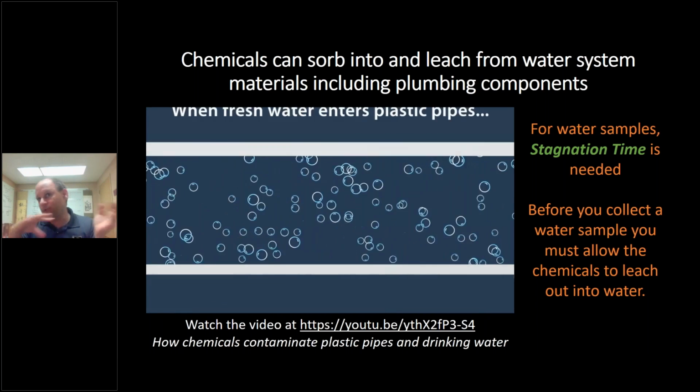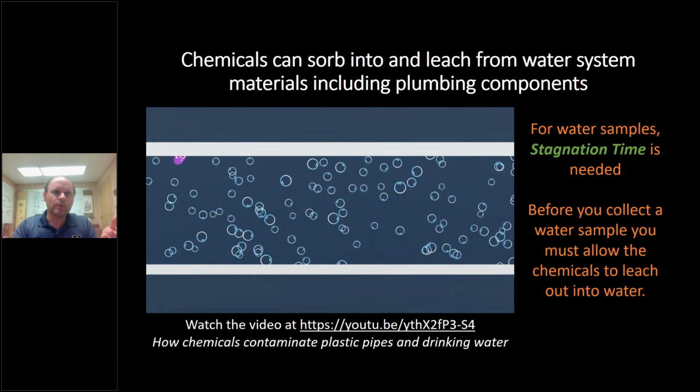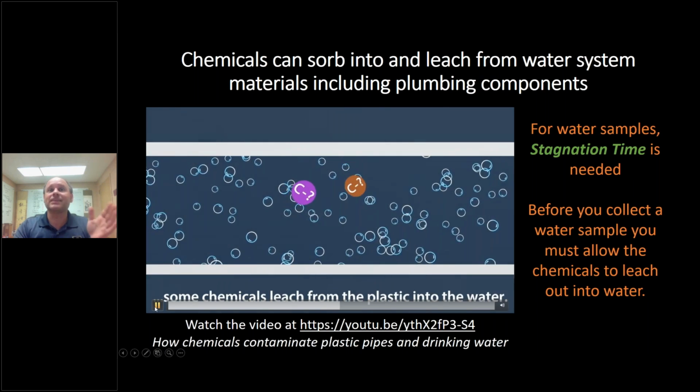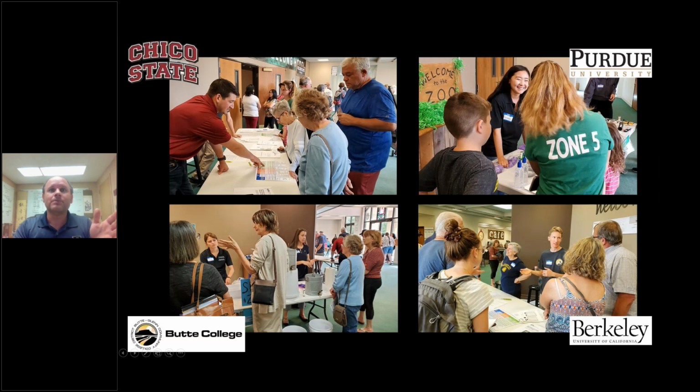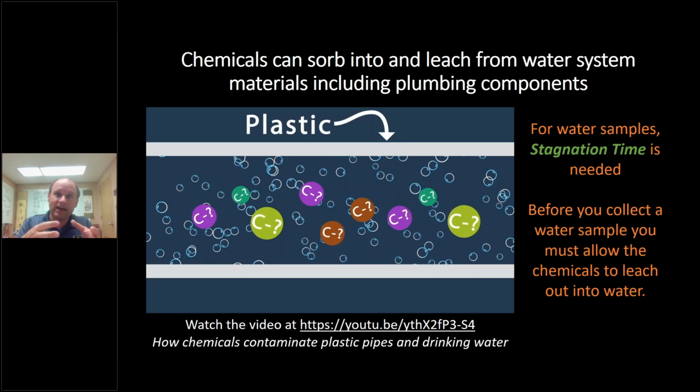And now we flush it, we flush it, we flush it. And what happens is we have to stop flushing and let that water stagnate or sit before it's sampled. This is because we need to wait for that contamination to come back out to detectable levels. You may be familiar with this from lead and copper sampling, right?